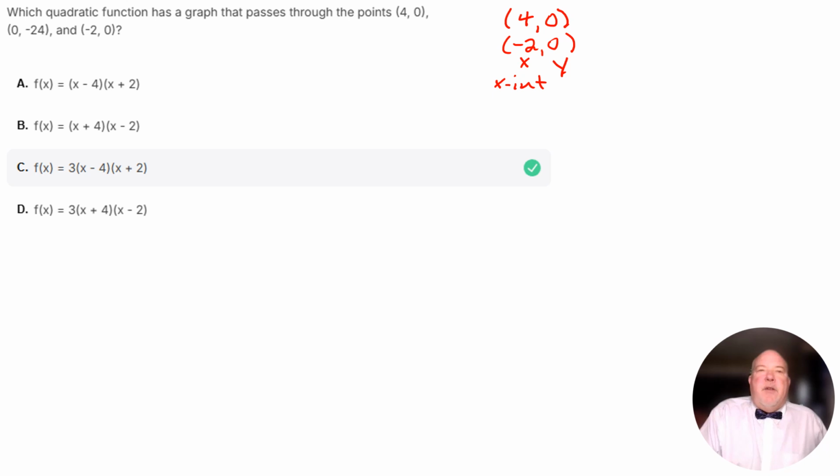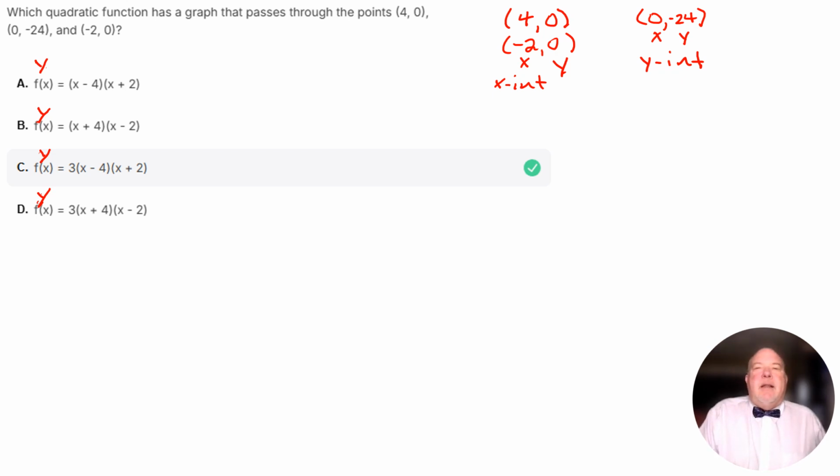And then if I look at the other point they gave us, which was (0, -24), again, that's an x and a y. This is giving me the y-intercept. Now don't forget that f of x is the same thing as y. So don't be confused by function notation, f of x is simply nothing more than y.